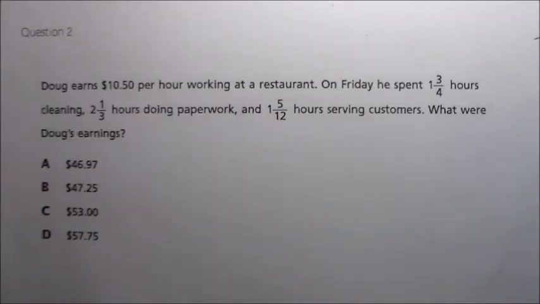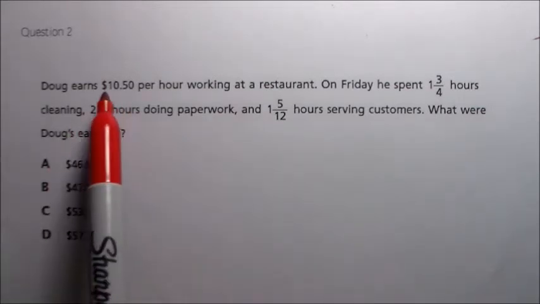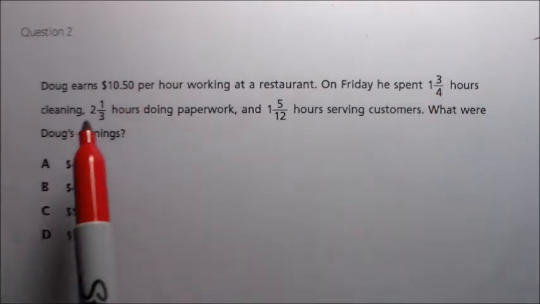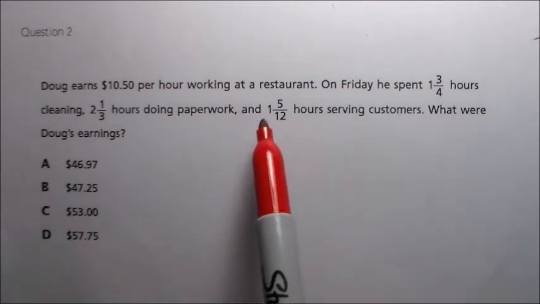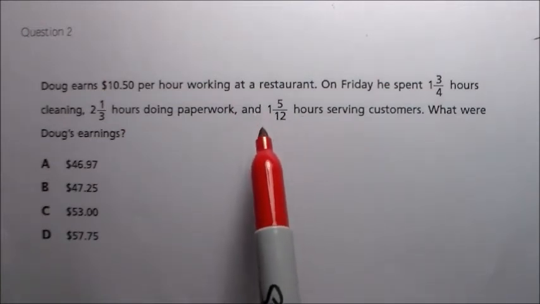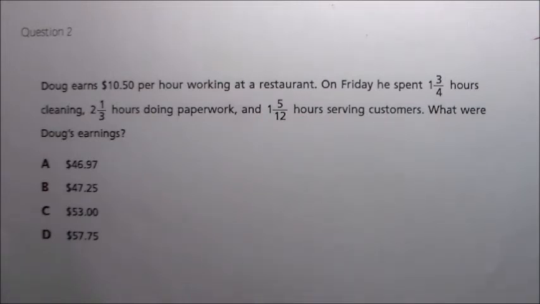Okay, question 2. Doug earns $10.50 per hour working at a restaurant. On Friday, he spent 1 3/4 hours cleaning, 2 1/3 hours doing paperwork, and 1 5/12 hours serving customers. What were Doug's earnings? Okay, so he earns this much per hour, and he worked this amount of time, that amount of time, and that amount of time. People think of it as hours and minutes, not 1 hour and 5/12 of an hour, but it's a math problem. You kind of got to deal with what they give you.